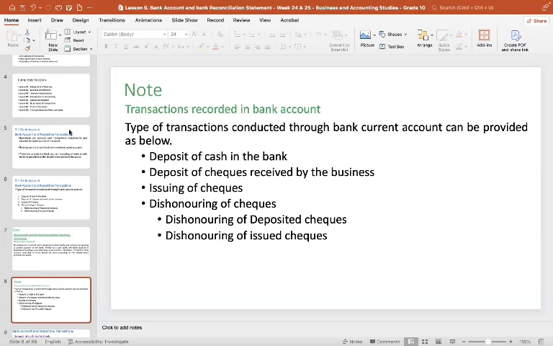Now, the next subheading, put it as transactions recorded in the bank account. Types of transactions conducted through a bank current account can be provided as below. Point number 1, deposit of cash in the bank. Point number 2, deposit of checks received by the business. Point number 3, issuing of checks. Point number 4, dishonoring of checks. And under dishonoring of checks, you have dishonoring of deposited checks and dishonoring of issued checks as subpoints.